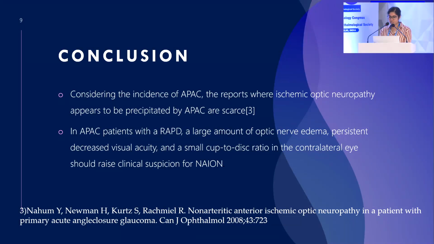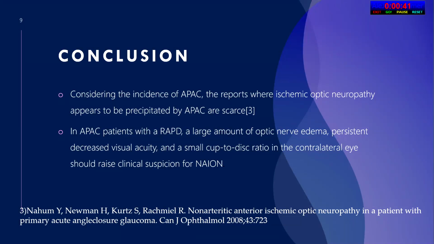So to conclude, considering that the incidence of primary angle closure with reports of ischemic optic neuropathy is quite scarce, there could be other mechanisms involved in this particular pathogenesis. And patients who are presenting with a primary angle closure, having an RAPD, a large amount of optic nerve edema, persistent decrease in the visual acuity, and a small cup to disc ratio in the contralateral eye should raise a clinical suspicion for NAION after a primary attack of angle closure glaucoma. Thank you.